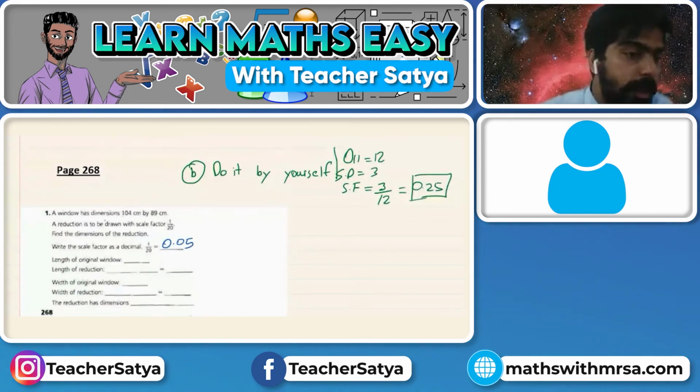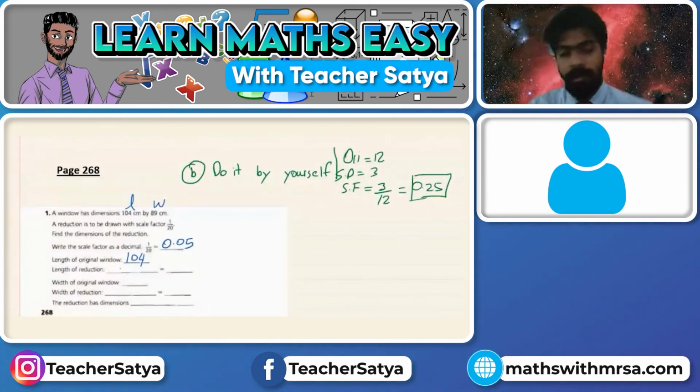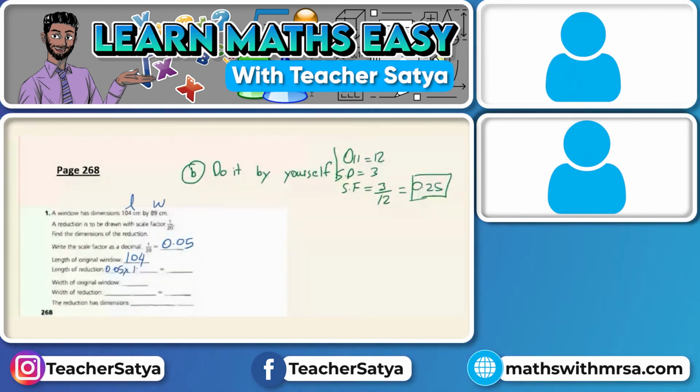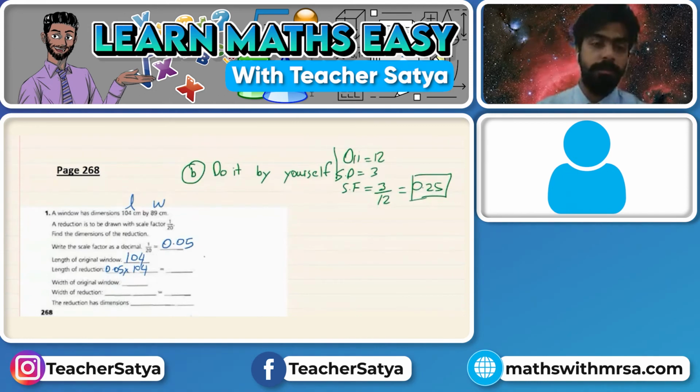So our scale factor is 0.05. Now we have the window having length as 104 and the width is 89. So the length of the original window is 104. What will be the reduction? How much will it be? 0.05 times 104. Very good. And how much is that? What is 0.05 multiplied by 104?